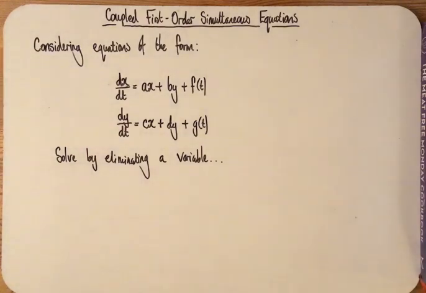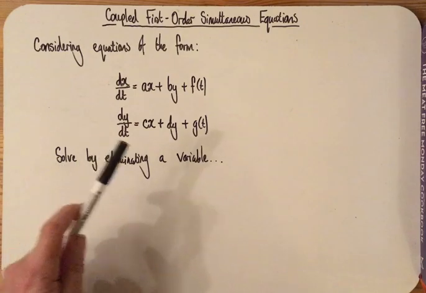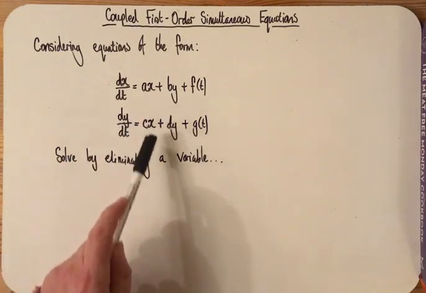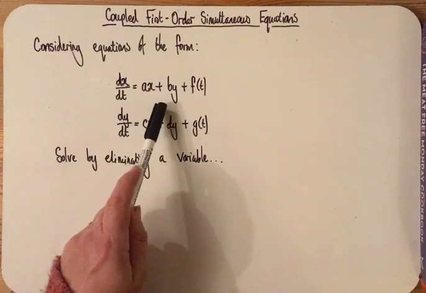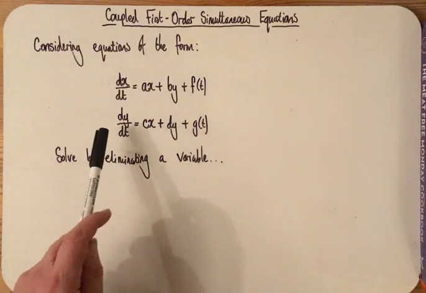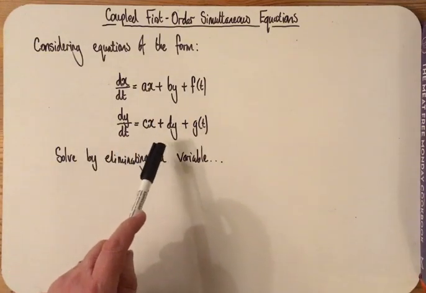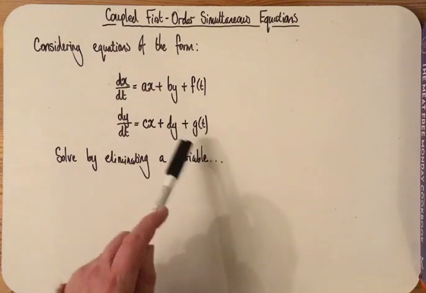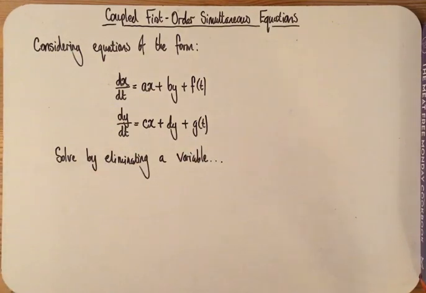Okay, coupled first order simultaneous equations. These are often used to model predator-prey models, so you may well see that. We're keeping it relatively simple, so we're only looking for equations of these two forms: dx/dt equals ax plus by plus a function of t, and dy/dt is cx plus dy plus a function of t as well.